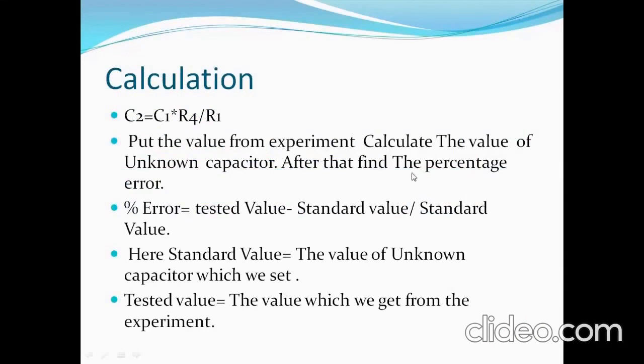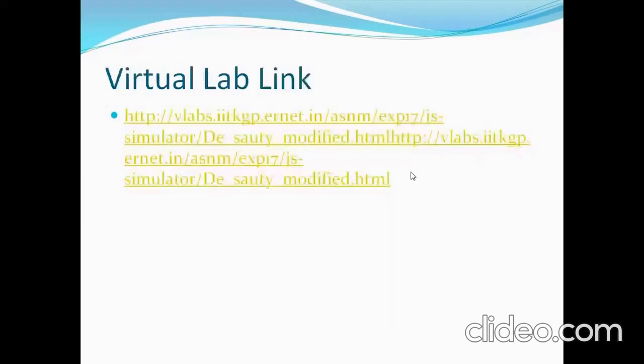Now what is percentage error? Percentage error equals tested value minus standard value divided by standard value. Here the standard value is the value of the unknown capacitor which we already set, and the tested value is the value which we get from the experiment. That means the experimental value is our tested value. And this is the virtual lab link. Now we click on the link.